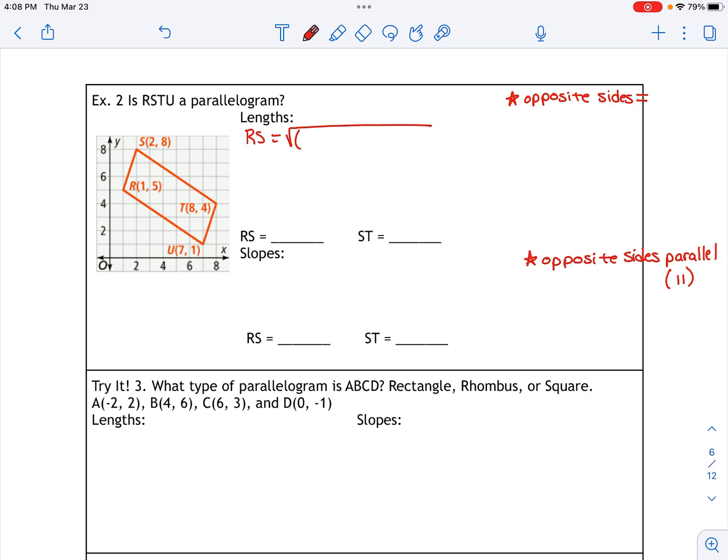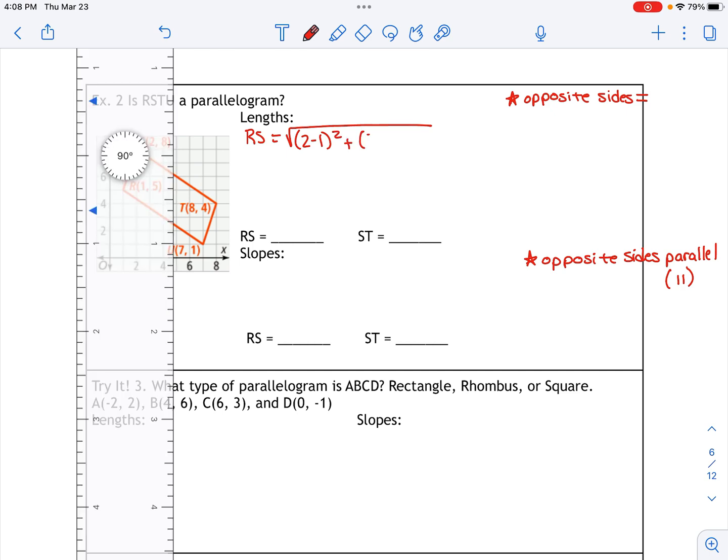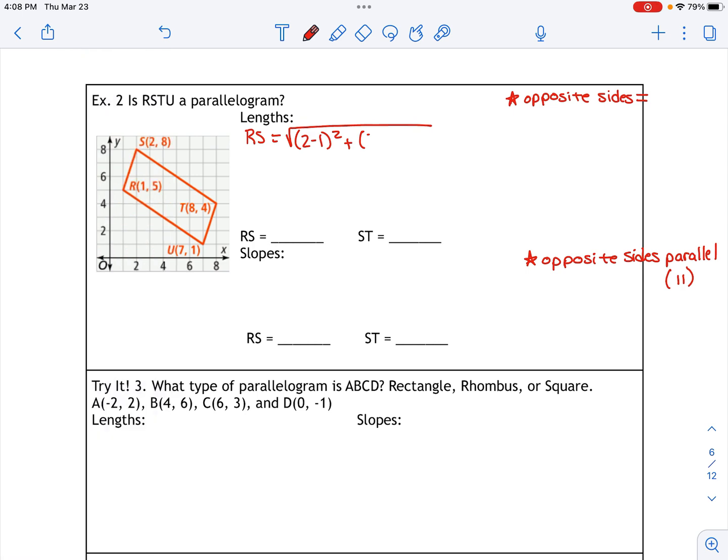So it's x2 minus x1, so I'll do 2 minus 1 squared, plus we'll do our y's, 8 minus 5 squared. So we get 1 squared is 1, plus 8 minus 5 would be 3 squared is 9. So I get square root of 10. Square root of 10 is about 3.2.